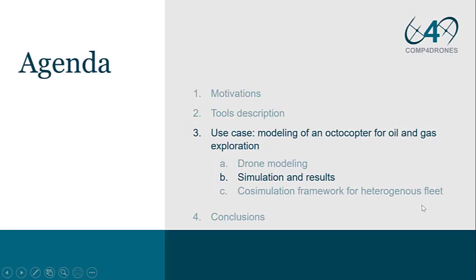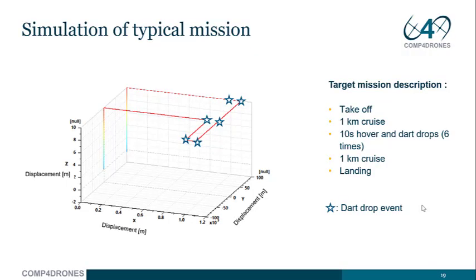So let's have a look at the simulation results. This is the mission that was simulated. The drone takes off, it cruises for 1 kilometer, and then it starts dropping the seismic sensors. There are 6 of them, and each drop event is represented by a blue star. And then it goes back to the base and lands.